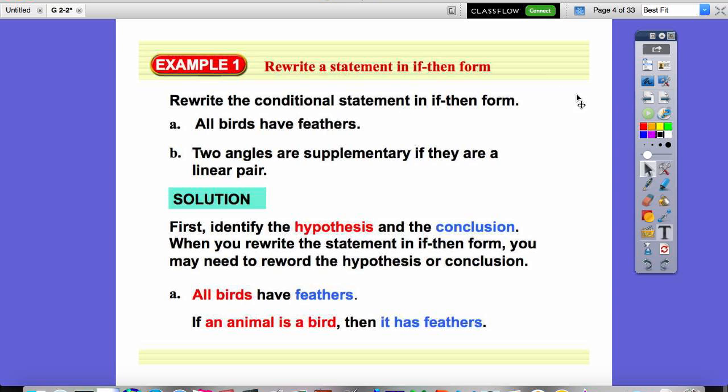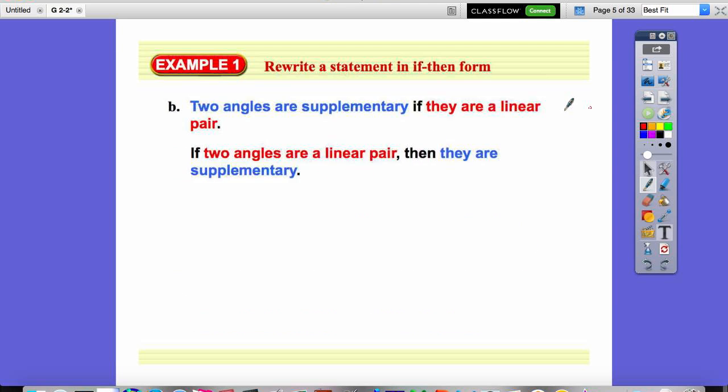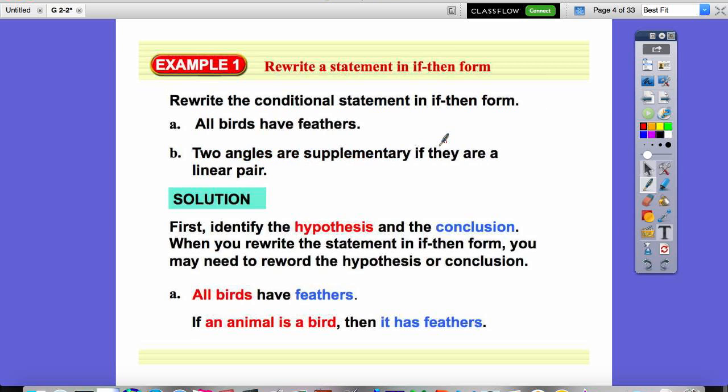So all birds have feathers. To write that as an if-then statement: if an animal is a bird, then it has feathers. Two angles are supplementary if they are a linear pair. So in this case, if two angles are a linear pair, then they are supplementary. So they took this if part, that's the hypothesis. If they are a linear pair, then they are supplementary.